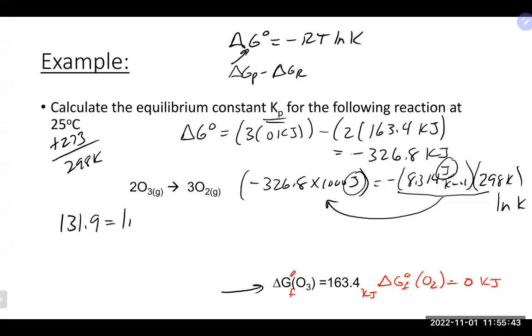That's going to give me 131.9 equals the natural log of K. Negative here and negative here turns it back into a positive when we move over. That's also really important because the next thing we're going to do is take the inverse of the natural log, and if you have the wrong sign, you're going to get definitely the wrong answer here. So we're basically going to take e to both sides.